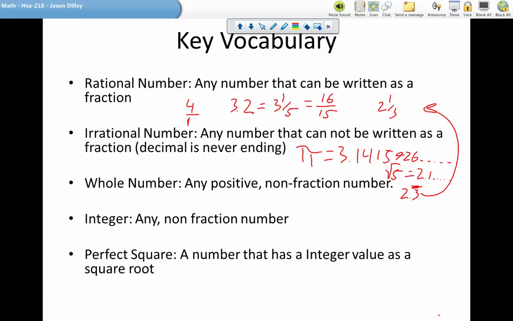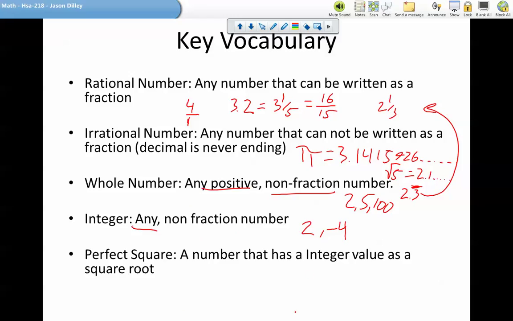You've got your whole numbers. That's any positive non-fraction number. So 2 is a great example of a whole number. Same with 5 and 100, right? 100 is a great whole number. Any positive number that is not a fraction is considered a whole number. And then finally, you've got the integers, and that's just any non-fraction number. So 2 makes a great integer, but also -4 makes a good integer. Notice that -4 cannot be whole because it's negative, right? Wholes are positive numbers only.